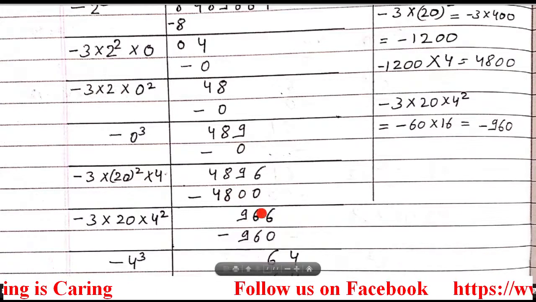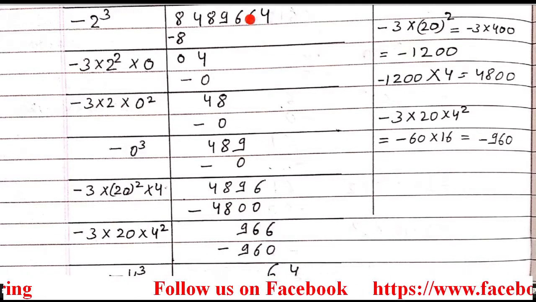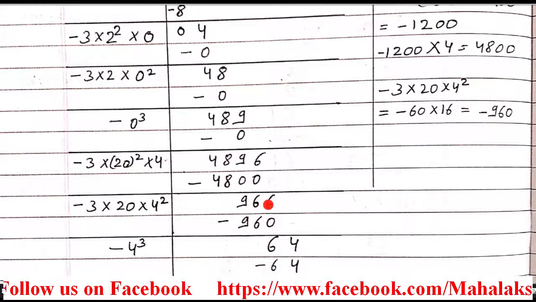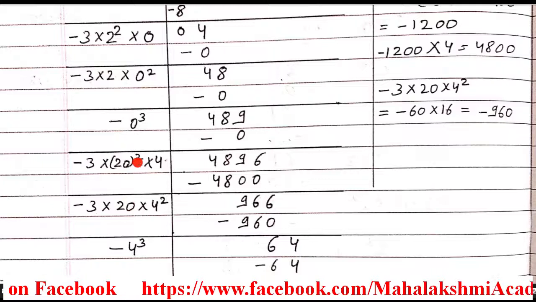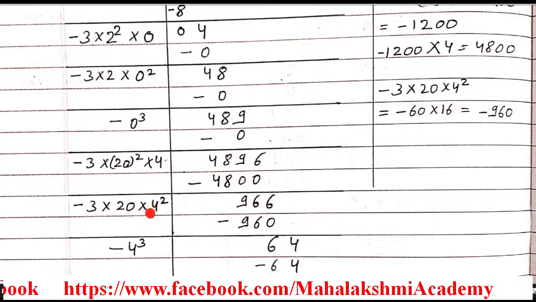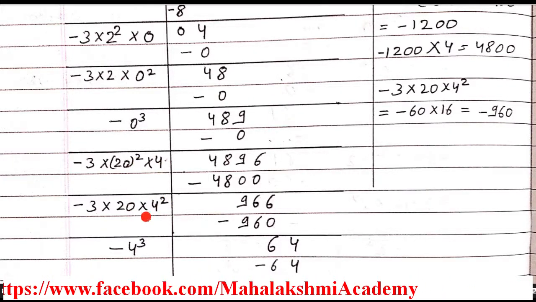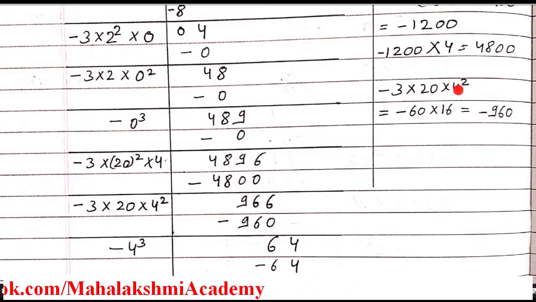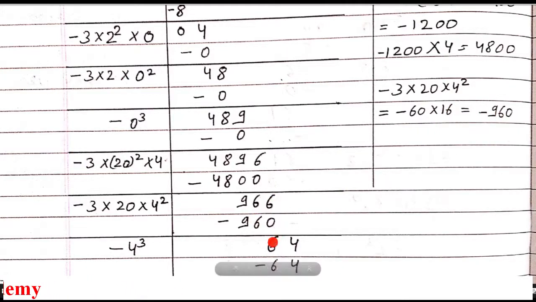You will get here 96. So now it's after 6 again 6 is there. So write here 6. So it's combined 966. Now here 20's power you have to reduce and 4 power we have to increase. So going to be 4 square. Multiply them. So 3 into 20 into 4 square. 3 into 20 is 60. 4 square is 16. 60 into 16 is minus 960. So write here minus 960. Subtract them, you will get 6.